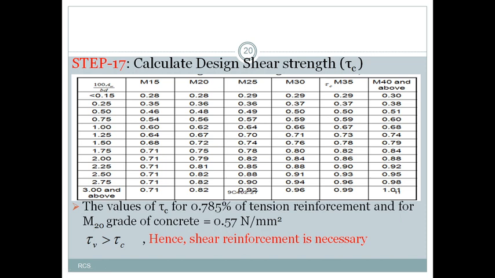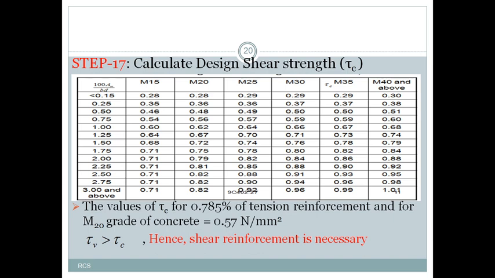Next we have to calculate design shear strength. So what is the need of calculating design shear strength in this particular problem or any type of beam for providing shear reinforcement? Here we have two criteria for providing shear reinforcement. One is nominal shear reinforcement, another is design shear reinforcement. Nominal shear reinforcement means if the value of nominal shear stress is less than the design shear strength, then we provide a nominal shear reinforcement according to the codal provision that is given in IS 456-2000.